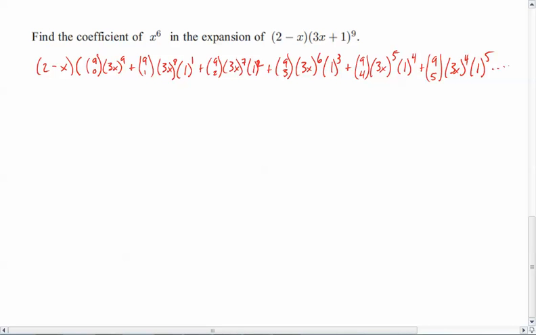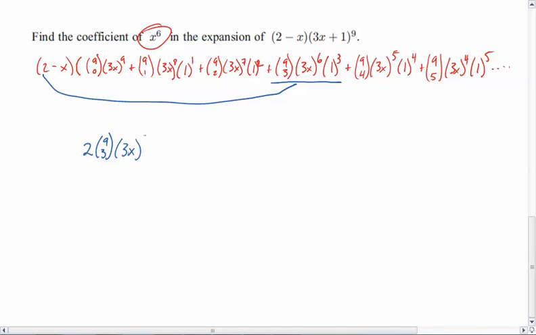Now keep in mind that these are going to distribute to those, right? Once you have this whole binomial distribution, this 2 now needs to distribute to everything, right? So I need to find the x to the 6th. Now this one's not too bad because it's just an x there, and so I need to find the x to the 6th. Here's one of them right here, right? When the 2 distributes to this, that will be one of my x to the 6th. So 2 times 9 choose 3, and then 3x to the 6th, 1 to the 3rd.